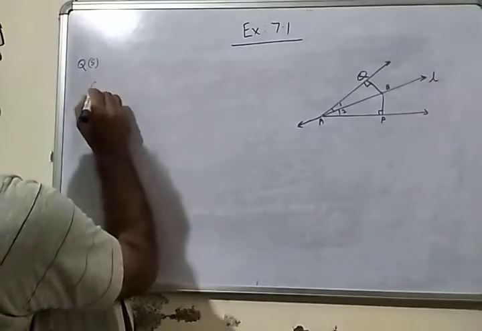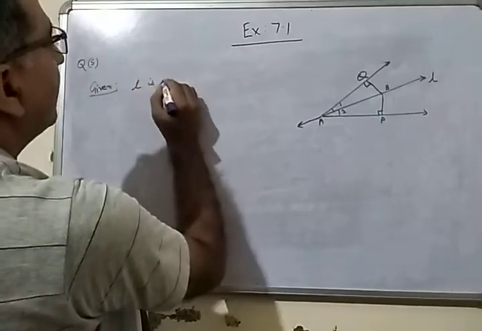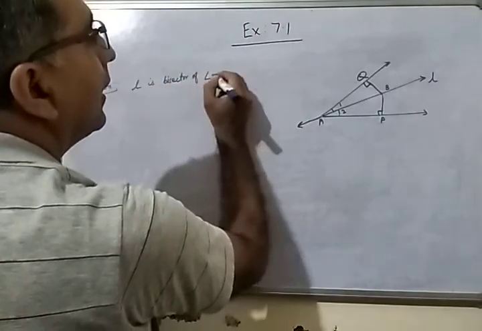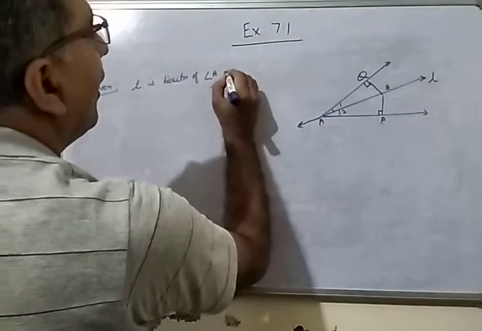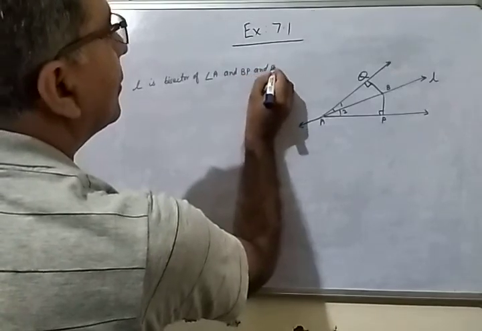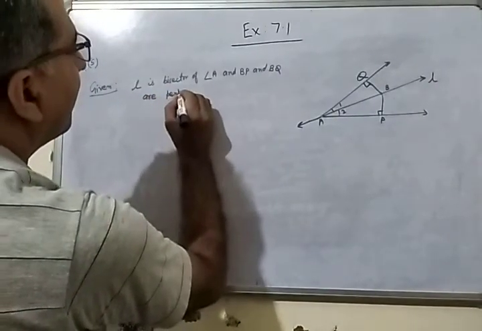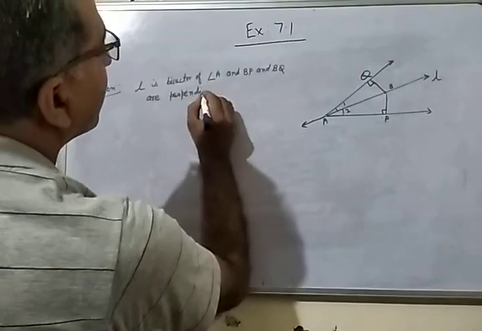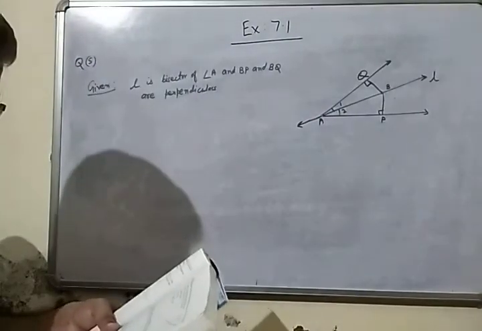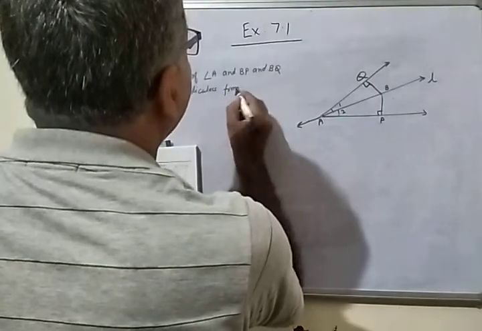First, the given: L is the bisector of angle A, and BP and BQ are perpendiculars from B.